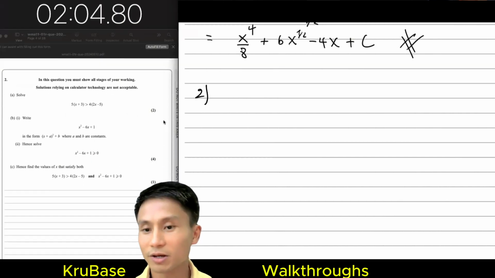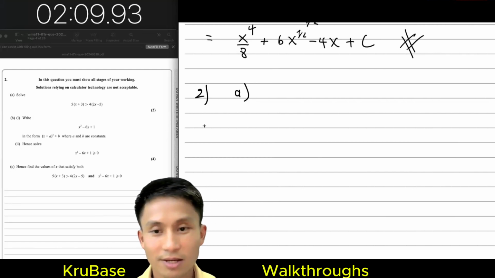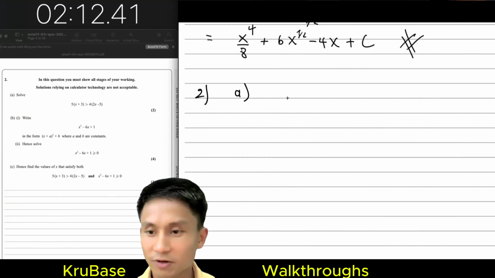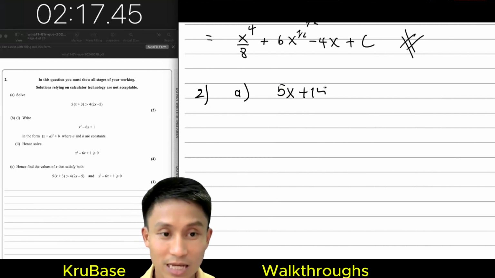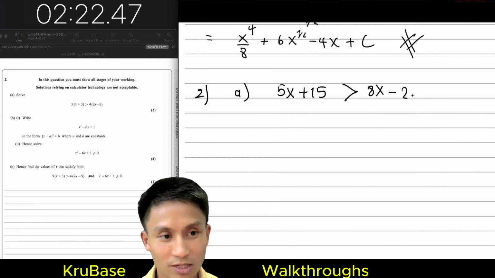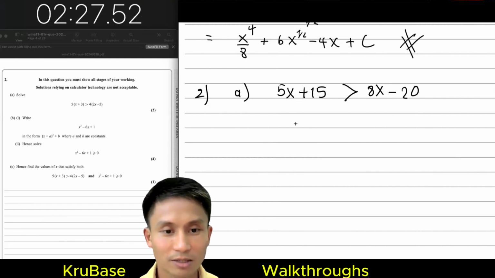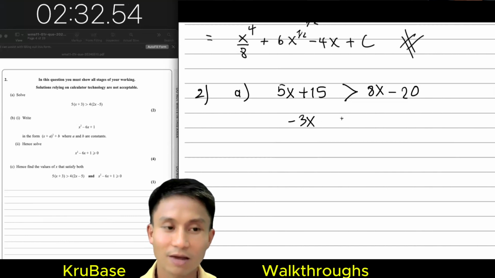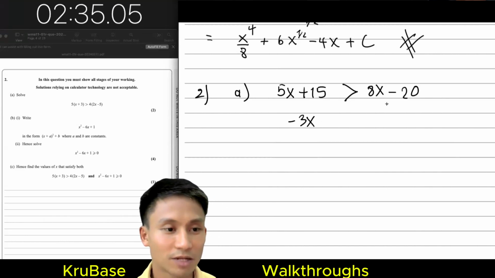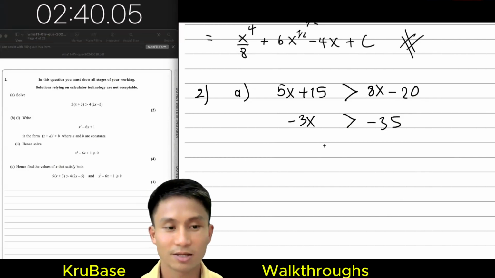Okay, so second question. All right, so what do we have here? We have A. So for that inequality, it seems like I should expand them first. So I'm just going to expand 5 into the brackets. I have 5x plus 15 greater than 4 expanding in. I get 8x minus 20. So that would be my first line. And then looks like if I minus 8x on both sides, I get minus 3x on the left. And if I minus 15 on both sides, I get minus 35 on the right.